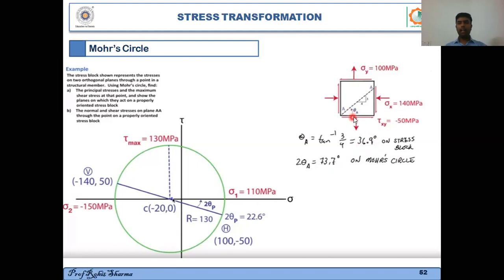So this angle theta A, I'm measuring from the horizontal face. Please note this, that I'm measuring this angle theta A from the horizontal face.